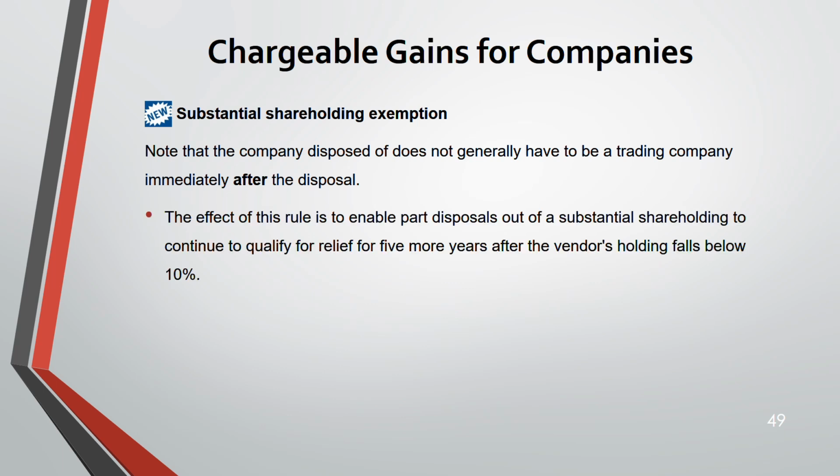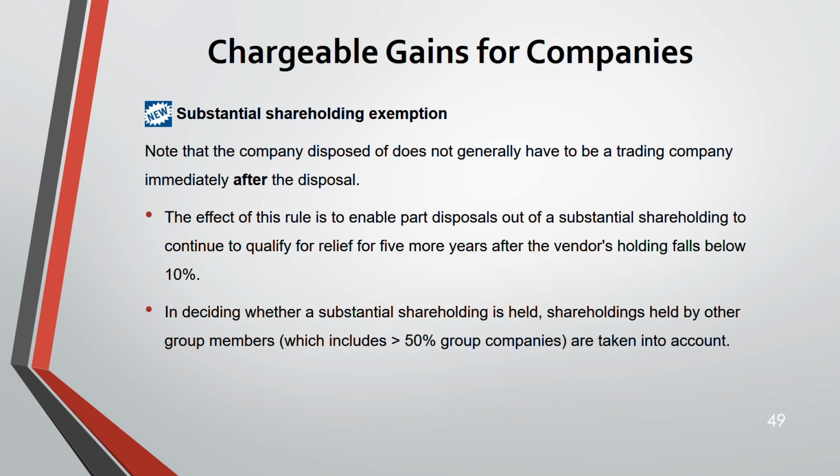So the effect of the rule is this. This will enable part disposal. That means partly you can dispose out of your substantial shareholding so that you can continue to claim this relief for 5 more years after the vendor's holding falls below 10%. In deciding whether a substantial shareholding is held or not, you have to look at the percentage.